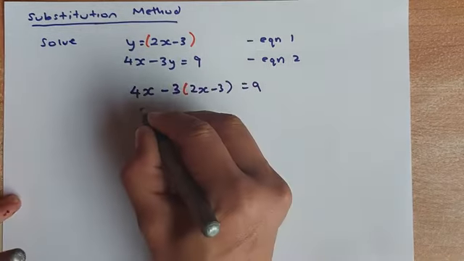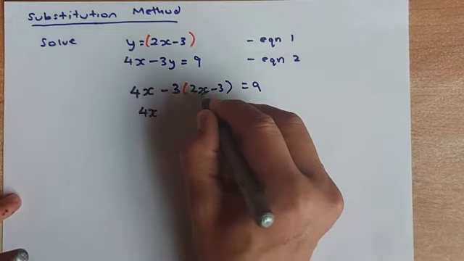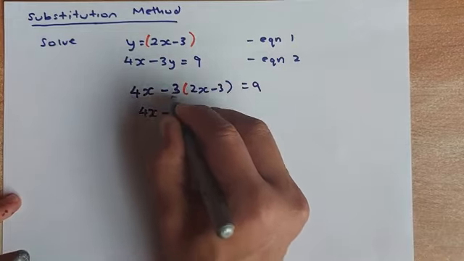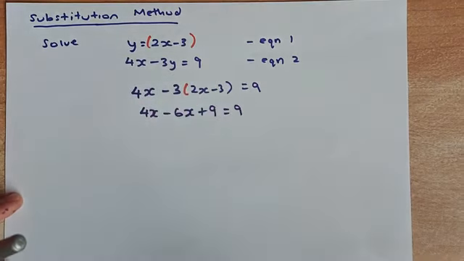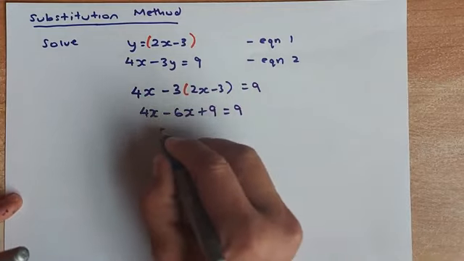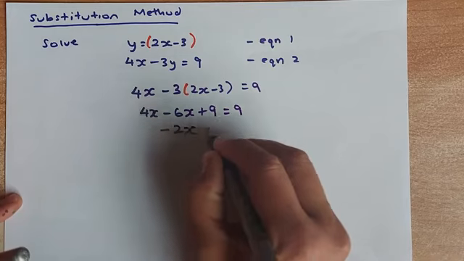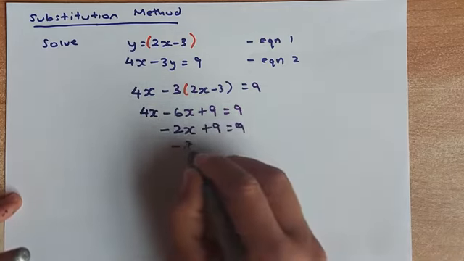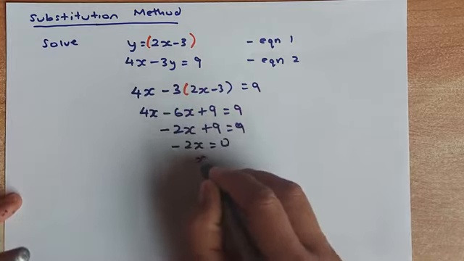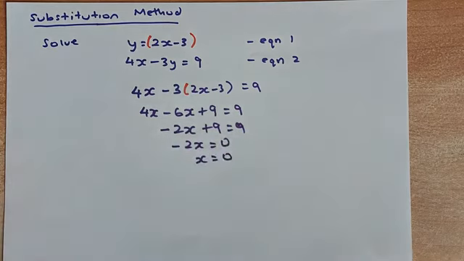Now you expand the equation. 4x minus 3 times 2x is minus 6x. Minus 3 times minus 3 is going to be plus 9, equals 9. Now you solve it. 4x minus 6x is minus 2x plus 9 equal to 9. And then you minus 9 on both sides. Minus 2x equal to 0. x equal to 0. Once you have done your x, again you have to find your y.